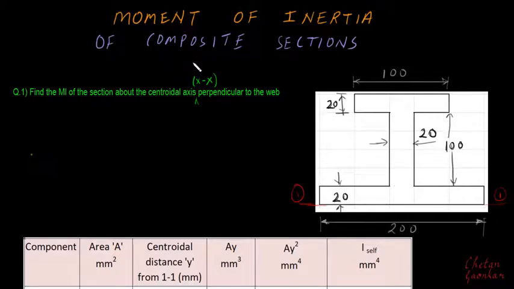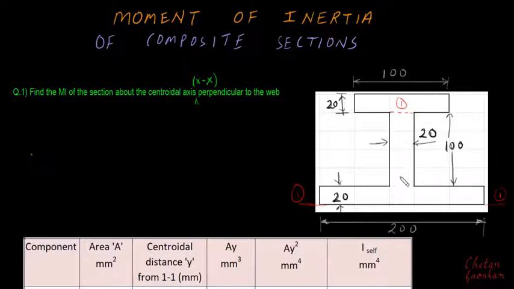Let us solve some problems to understand more about this moment of inertia, and for this we will consider these composite sections. Whenever we have this kind of composite section, we can divide it into smaller areas whose properties are already known to us. For example, we have this I section.